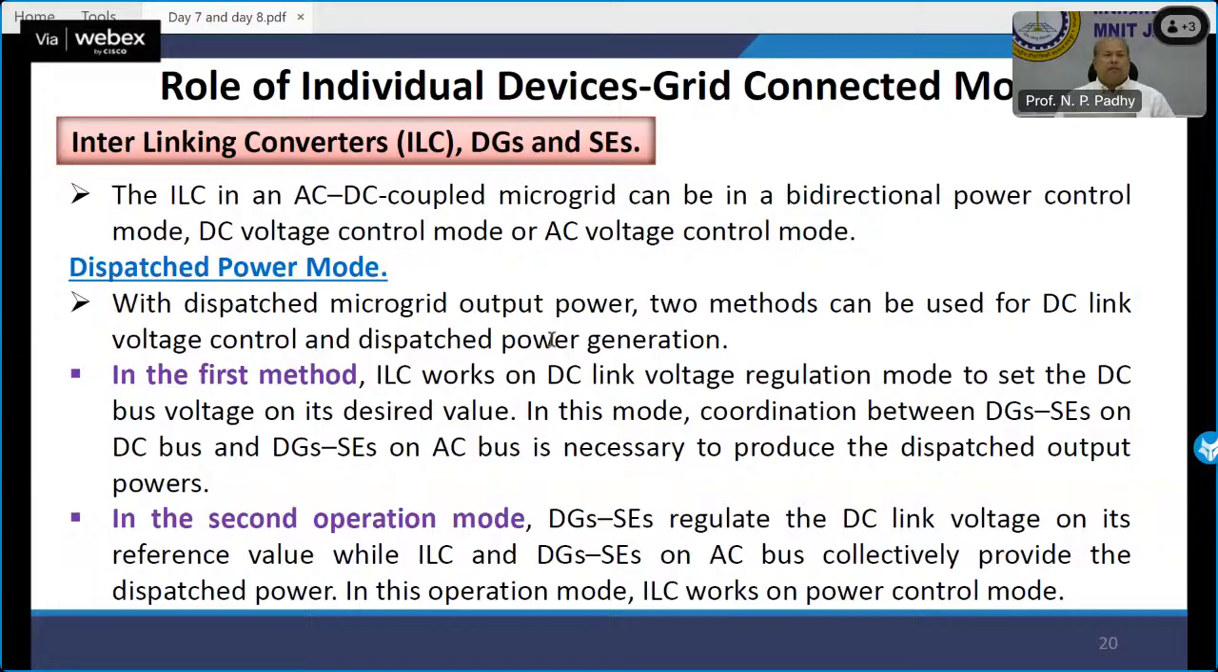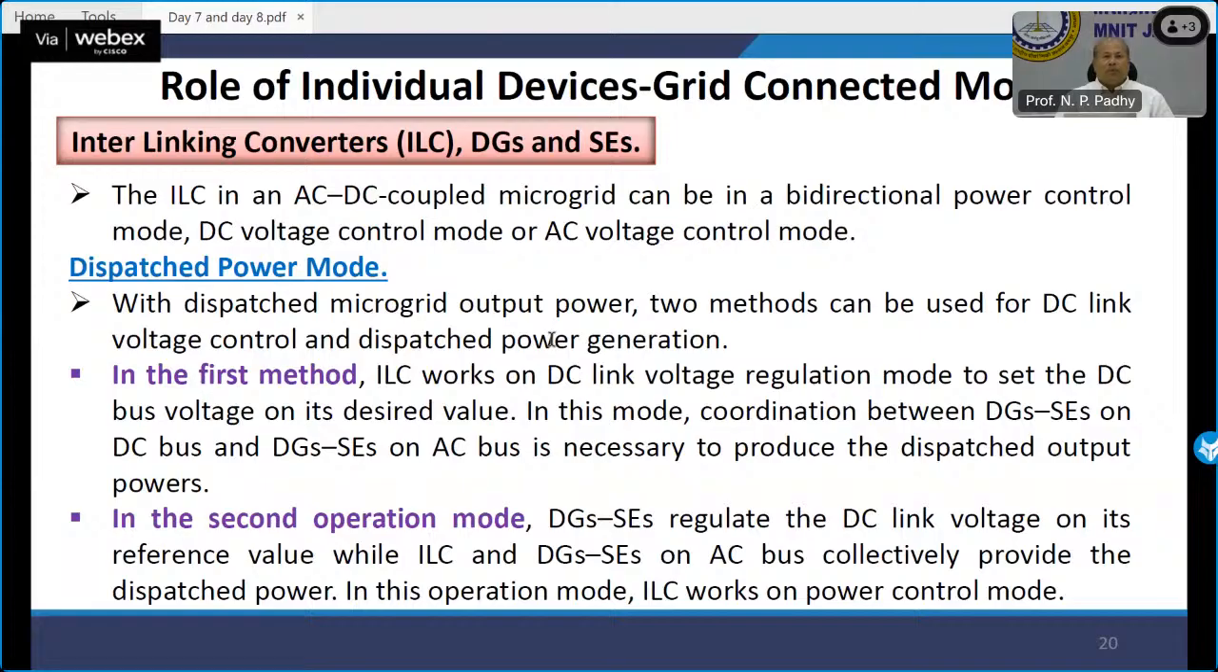So let us start with dispatched power mode. With dispatched microgrid output power, two methods can be used for DC link voltage control and dispatch power generation. In the first method, the interlinking converter works on DC link voltage regulation mode to set the DC bus voltage on its desired value. It means you have a DC bus, you have an AC bus, ILC is connected in between. So the DC bus voltage needs to be maintained. Let's say it's 400 volt. So ILC will make sure that you are able to deliver 400 volts. So the desired voltage is being set.